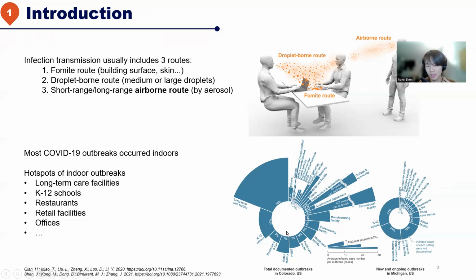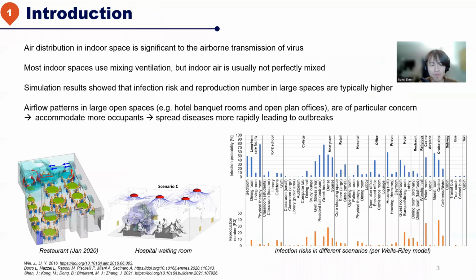We collected data from Colorado and Michigan, and we plotted the hotspots of indoor outbreaks of COVID-19. We can see that most outbreaks happened in long-term care facilities, K-12 schools, restaurants, retail facilities, offices, and other spaces. So we know that air distribution in indoor space is very important for airborne transmission of COVID-19. Also, most buildings use mixing ventilation, but indoor air is usually not well mixed.